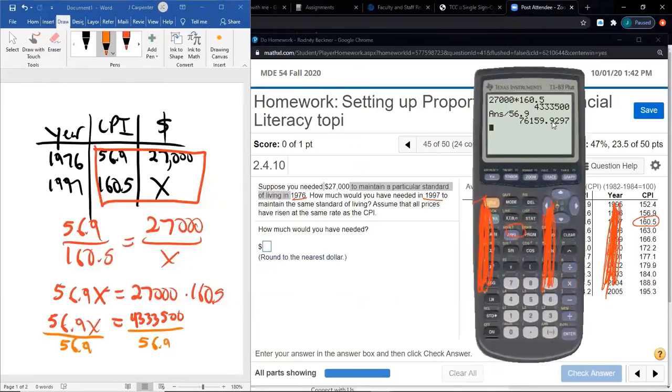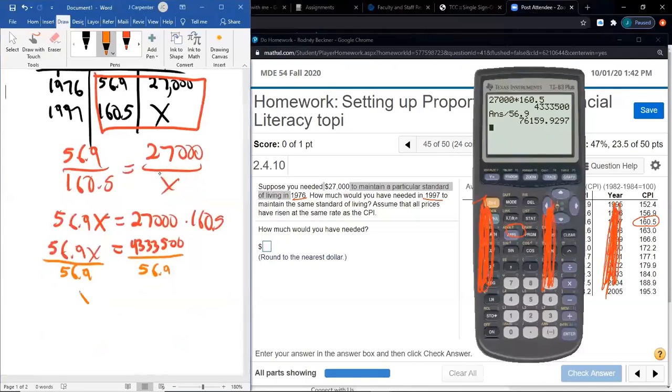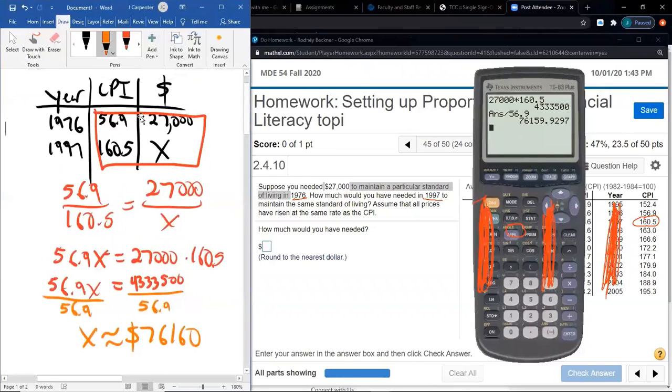So rounding to the nearest dollar, that's 92 cents or 93 cents, which rounds up to the nearest dollar. 59 to go to 60. So 76,160. So x, when rounded, is about 76,160. The x was in a spot talking about money, so that is a dollar amount. That means that someone earning $27,000 in 1976 and completely happy with their lifestyle could have the exact same lifestyle in 1997 off of $76,000.